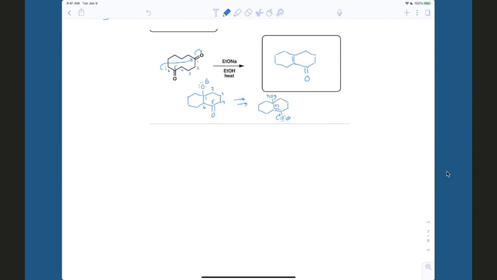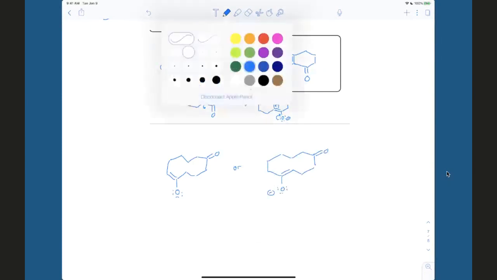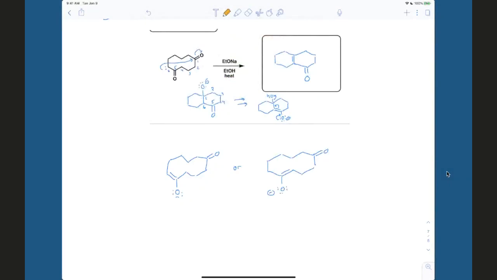So this will react. Let's imagine we deprotonate one of the hydrogens. We could make this enolate. Or we could make another enolate. So now we can have an intramolecular reaction, and the potential intramolecular reaction would be between the carbon of the enolate, and it would potentially try to react with this ketone, or it could be the carbon of this enolate, and it would react with this ketone.